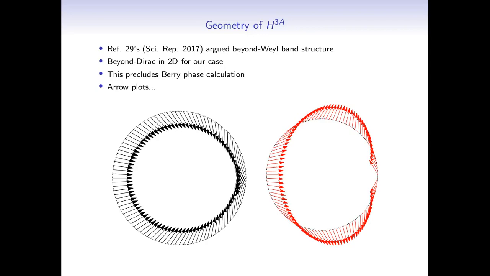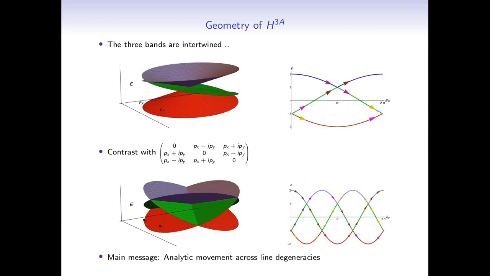This is what the standard argument is. If you want to classify a Weyl semi-metal, you draw a sphere around it and calculate the total Chern number of that sphere, and the Chern number gives you the classification of the problem. But what I am trying to explain here is that, as you can see, in our case there is a beyond-Dirac behavior in 2D, because these arrow plots don't close on themselves. So what's going on and how do we understand that?